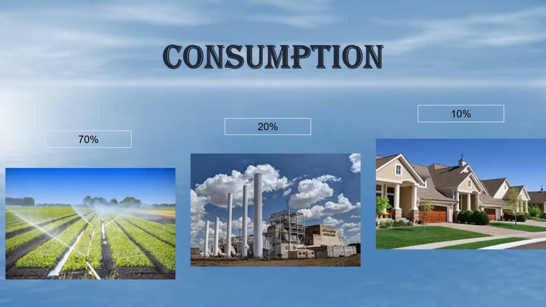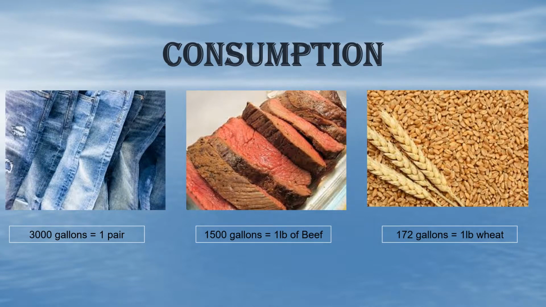For all of the water consumed on Earth, 70% goes to agriculture, 20% to industrial, and 10% for domestic use. For example, a simple pair of new jeans in total amount of embedded water use is 3,000 gallons for a single pair. And for 1 pound of beef, the virtual water content is 1,500 gallons. And for 1 pound of wheat is 172 gallons of water.